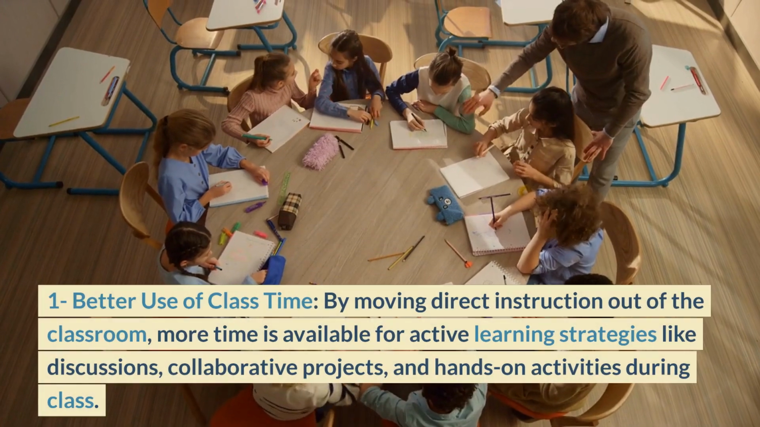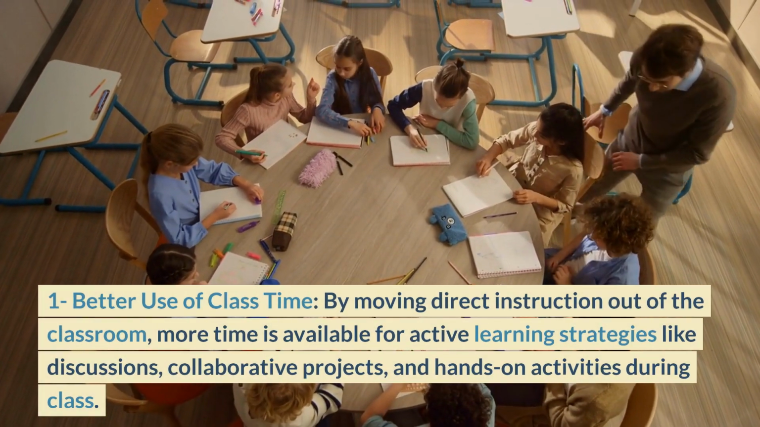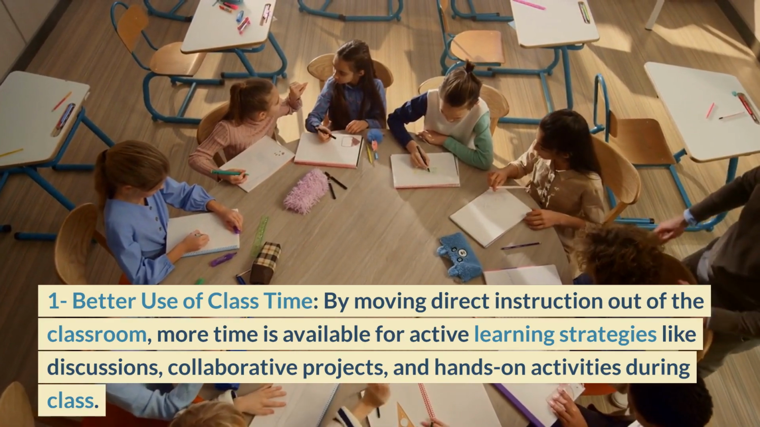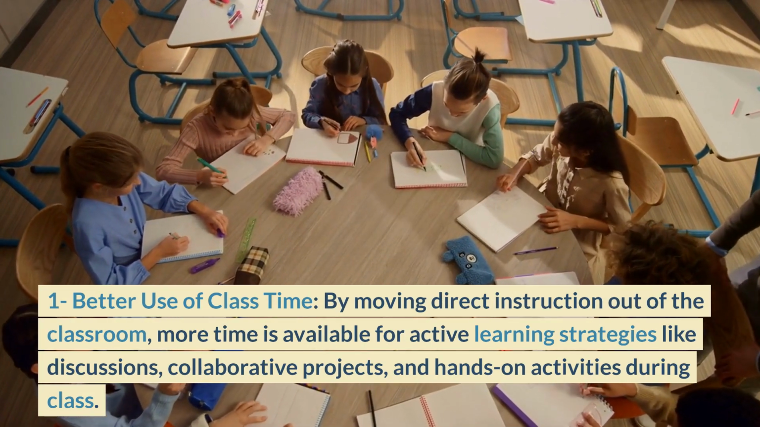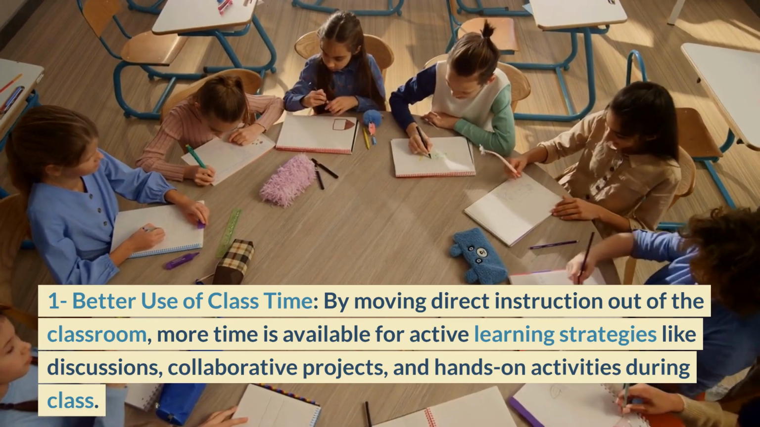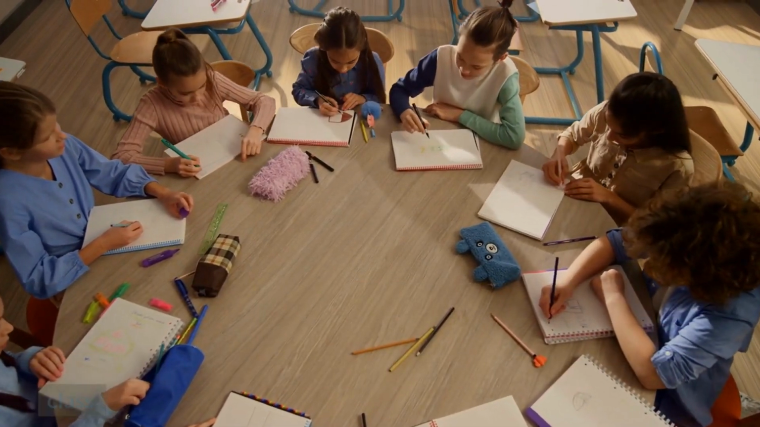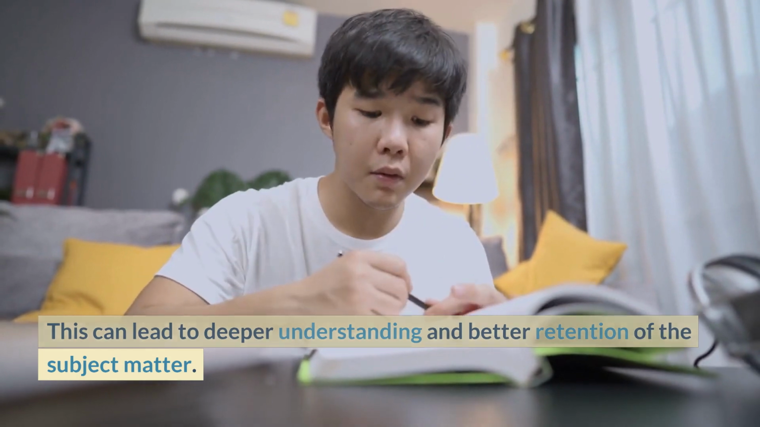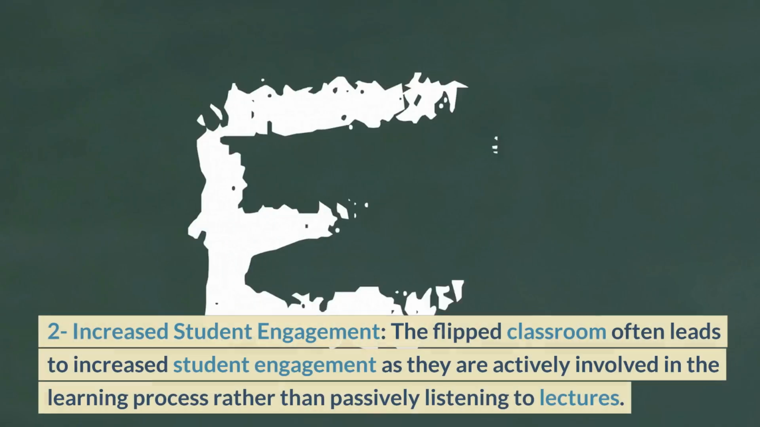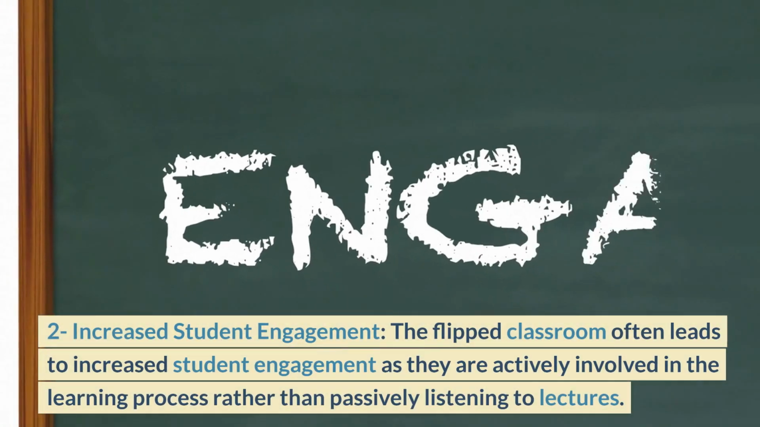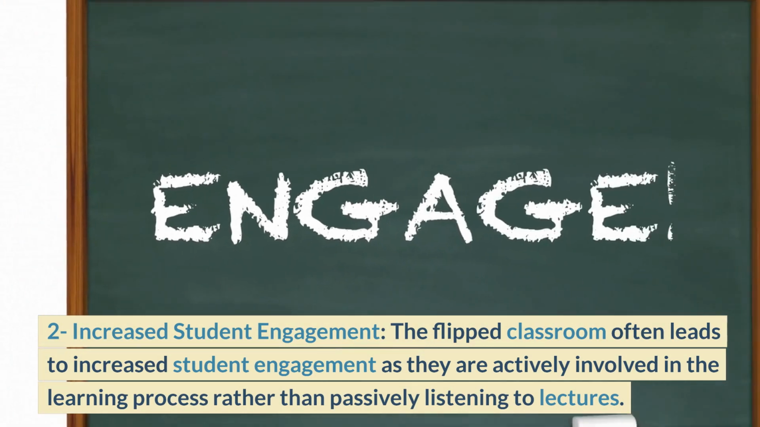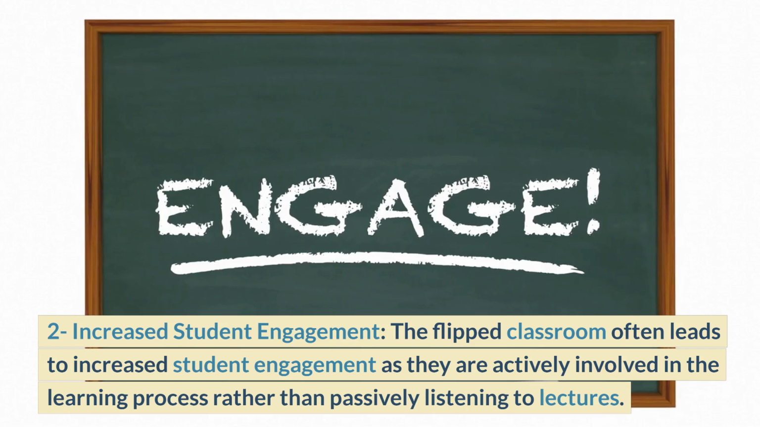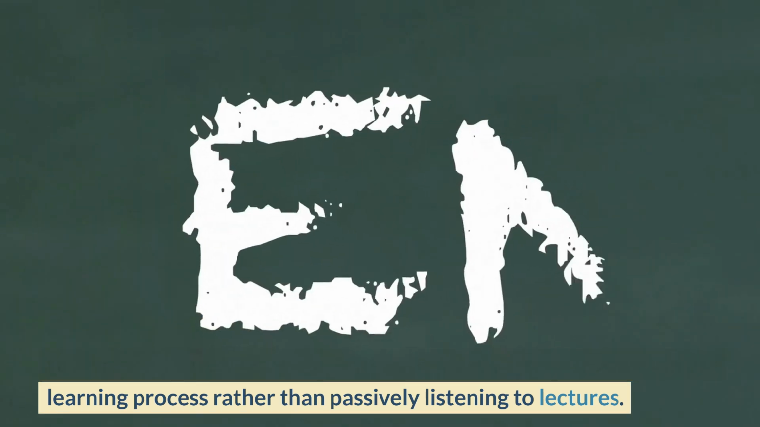1. Better use of class time. By moving direct instruction out of the classroom, more time is available for active learning strategies like discussions, collaborative projects, and hands-on activities during class. This can lead to deeper understanding and better retention of the subject matter. 2. Increased student engagement. The flipped classroom often leads to increased student engagement as they are actively involved in the learning process rather than passively listening to lectures.